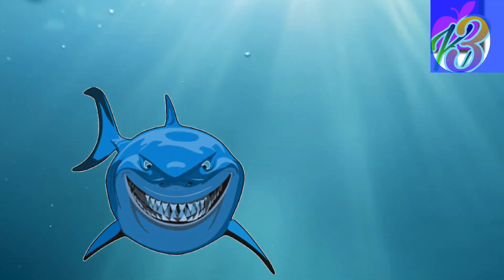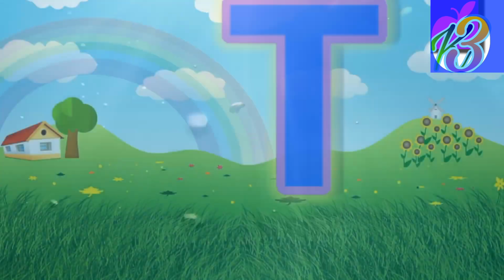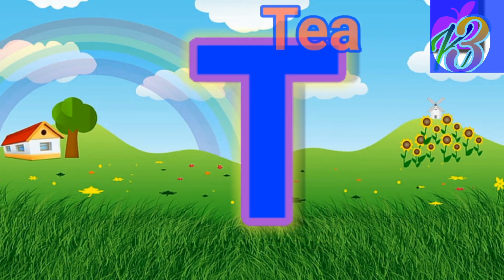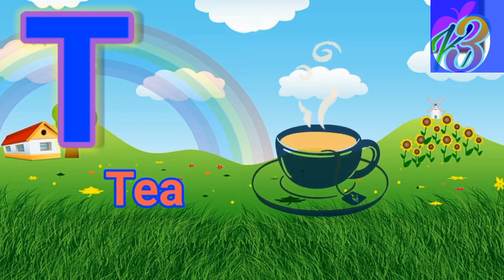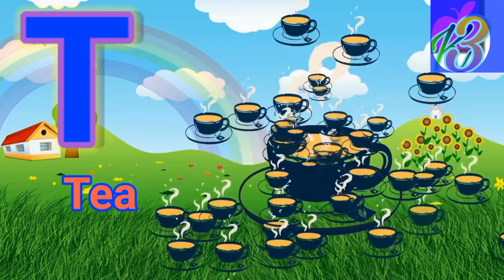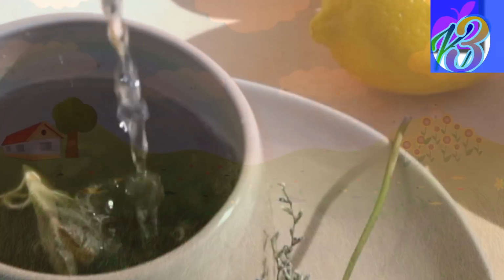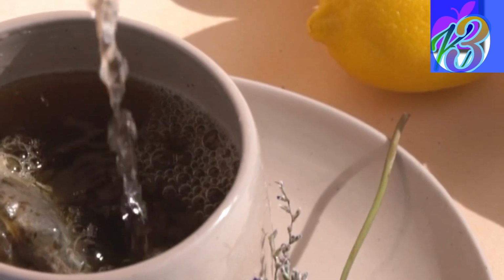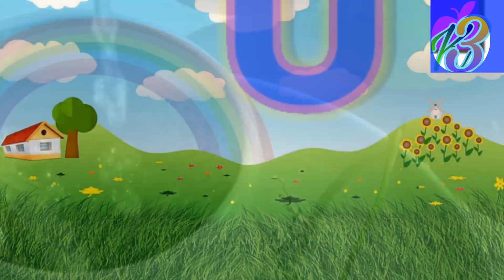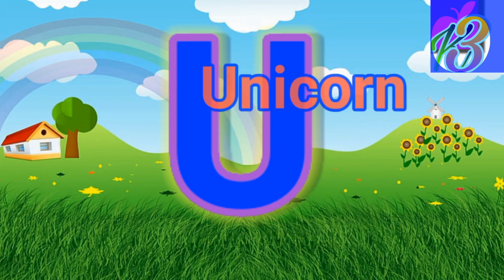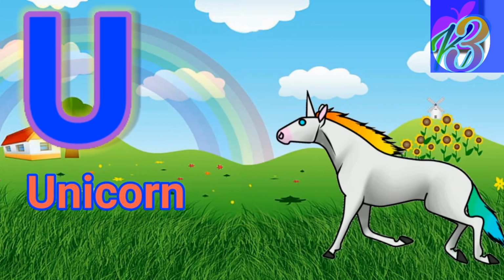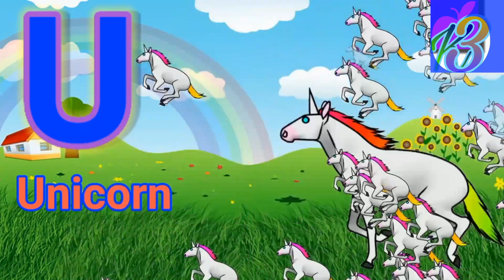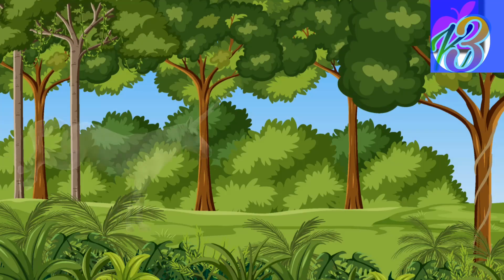Now I know my ABCs. Next time won't you sing with me? T. T for tea. A, B, C, D, E, F, G, H, I, J, K, L, M, N, O, P, Q, R, S, T, U, V, W, X, U for unicorn. Now I know my ABCs.